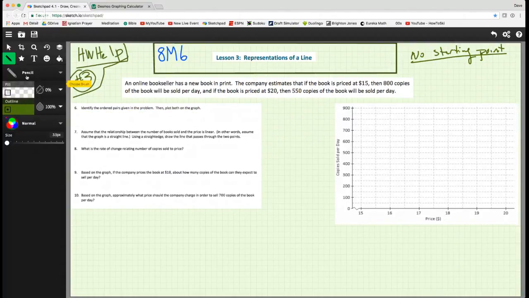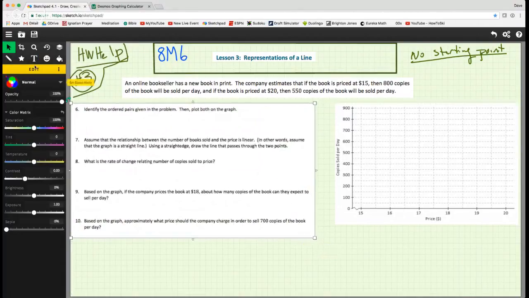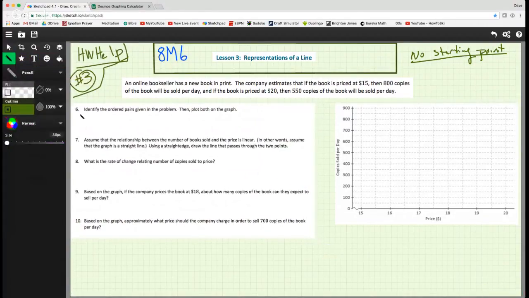Let me make this a little bit bigger. I don't know if you can read this. This is the same words as are in the book. So if you have your book there, your handouts, you can read along. But you need to identify the ordered pairs in the problem and then plot them on the graph. And then we can draw a line because we've been told this is a linear equation, so we know it's a straight line.